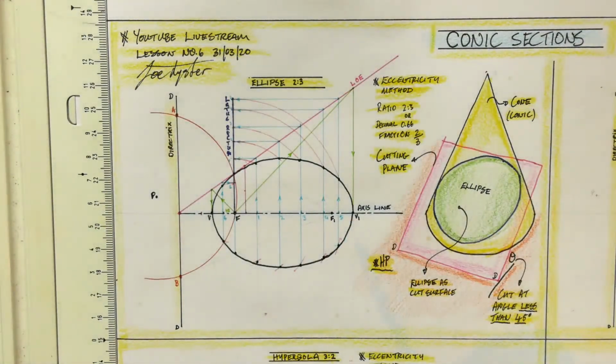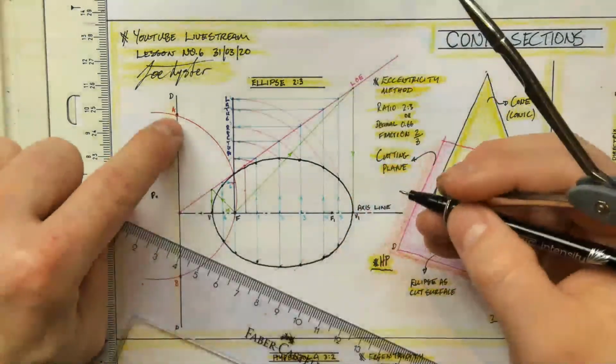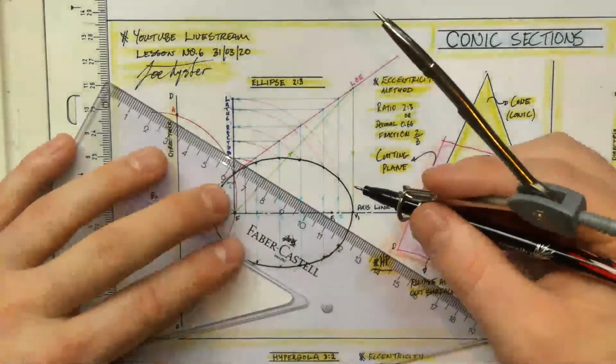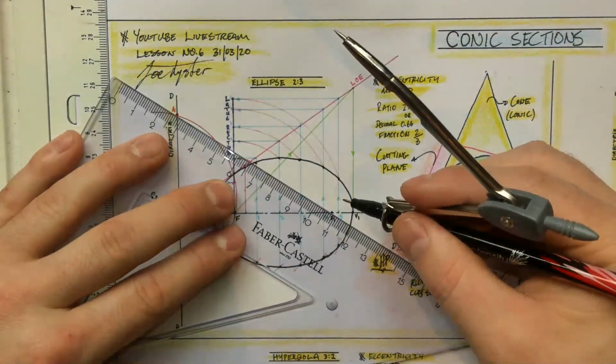Now, what we do is we join points A and B back to the furthest focal point. You'll see that'll be point F1. So I join A back to F1.